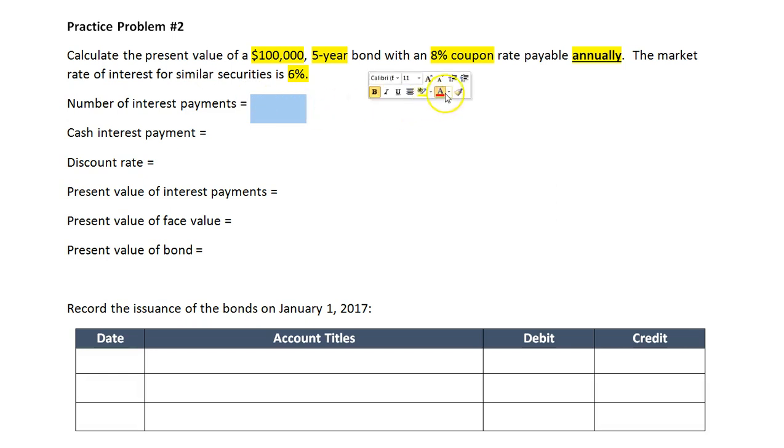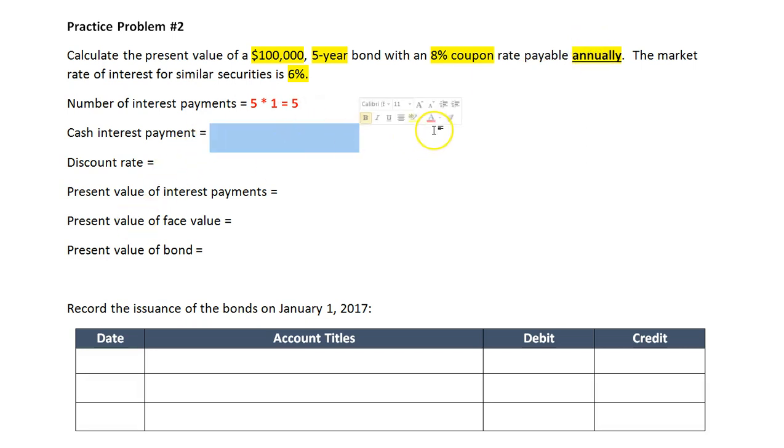I'm going to show these formulas, just to show you. I'm going to show it in the other two as well. I know mathematically you don't need to show it, but I'm going to show it to show the similarities. All right, the cash interest payment will be equal to the face value of the bonds times the coupon rate divided by 1. So we see the formula, it's an even $8,000 cash interest payment they're going to make every year for 5 years.